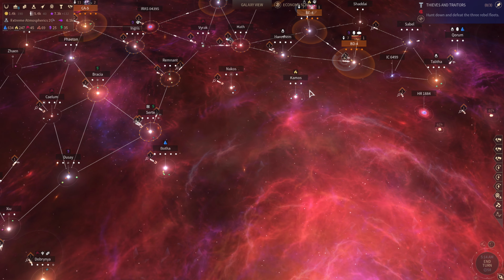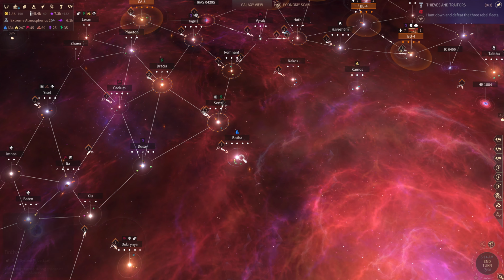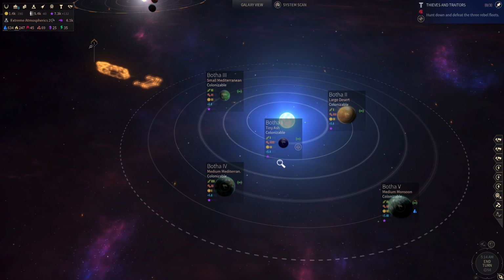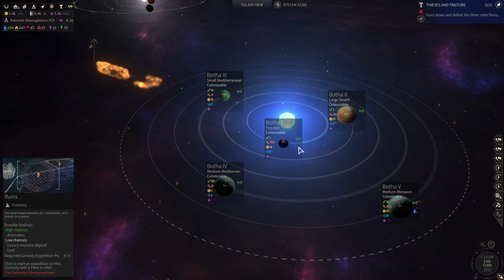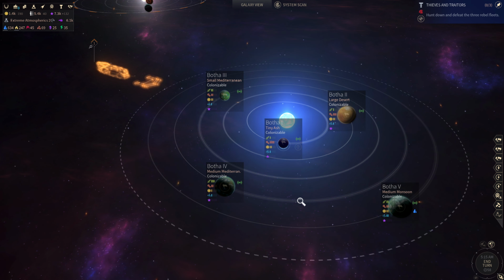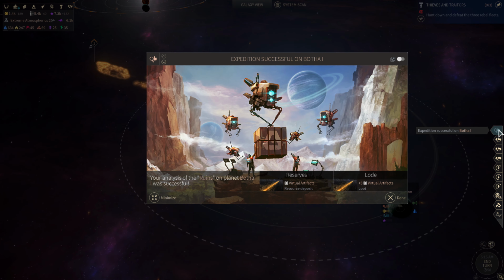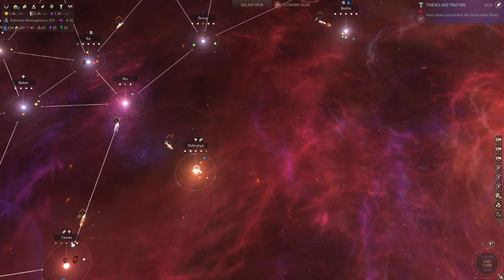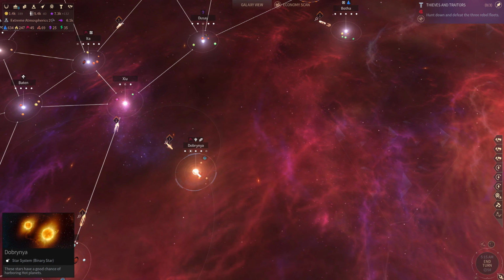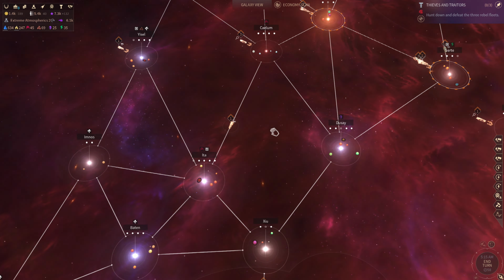Got a bunch of stuff moving. We could do some exploring here. So this Ruins 4 should be a virtual artifact, I think. Yep, okay. Okay, we're definitely going to be colonizing that. If Dobrynya has one, we're totally going to be colonizing there. Shoot, we're probably colonizing there whether it has one or not.